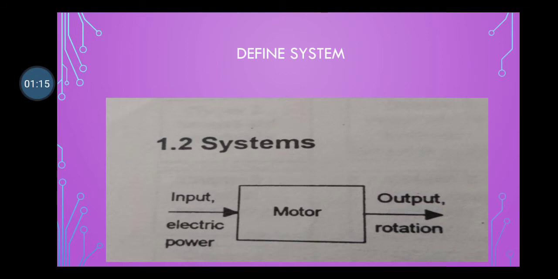Next one, define system. What is meant by system? The system is three steps, that is input, process, output. One example of a system: electrical power is supplied to the motor, and the motor's output is the rotation of a shaft. That is the system.